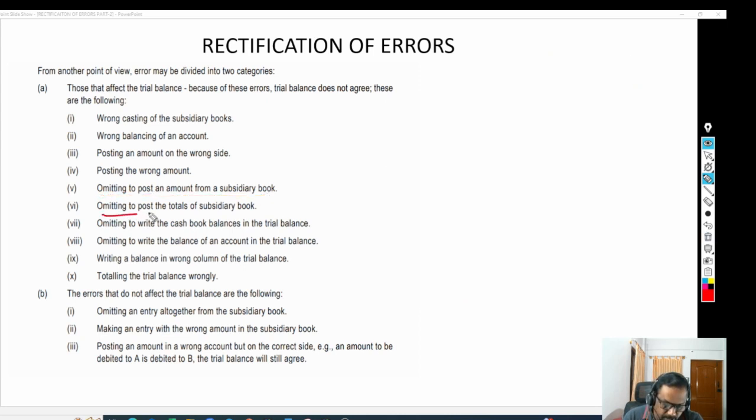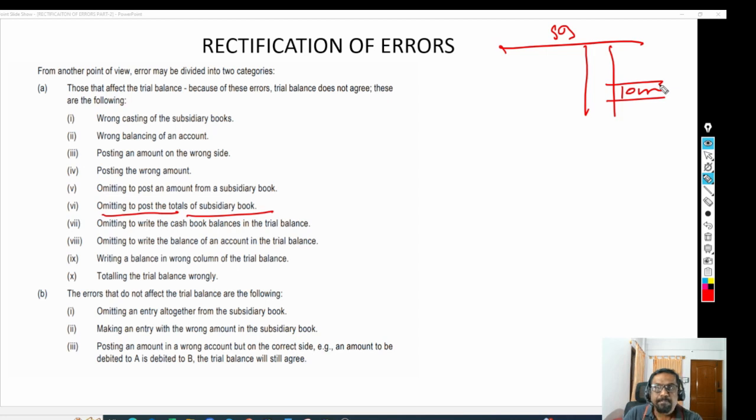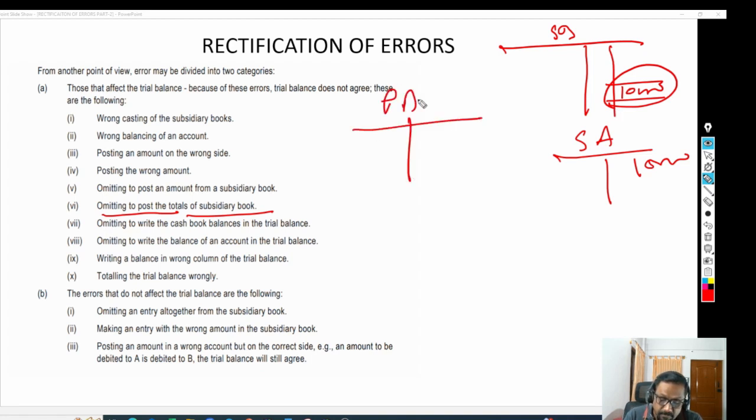Next, omitting to post the totals of subsidiary book. See here what happened. My subsidiary book total is showing 10,000. My supplier account must be having 10,000. I omitted to post this 10,000. So my purchase account should have been posted with 10,000, but I omitted. I did not post this.